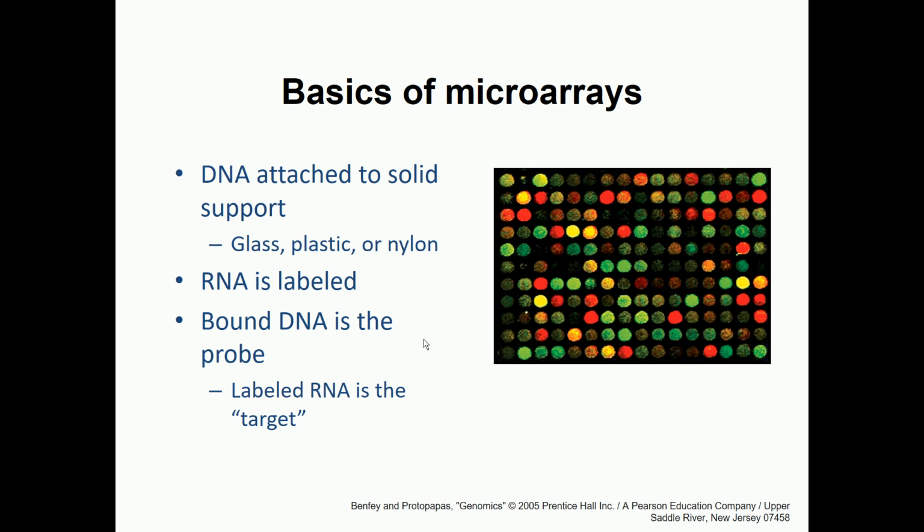So this is the basics of microarrays. DNA is attached to a solid support, which can be glass, plastic or nylon. This is the solid support on which the DNA is attached, and whatever genes are attached are done by companies. There are a lot of companies which make these microarrays. You can ask them, okay, I want to study these kinds of genes. They can tell you, okay, you can buy this, or you can custom design them.